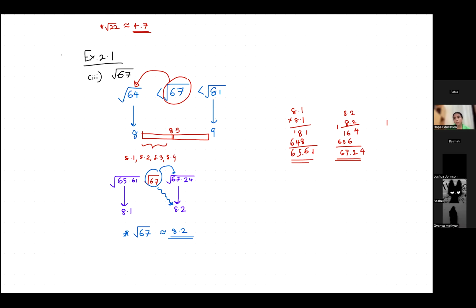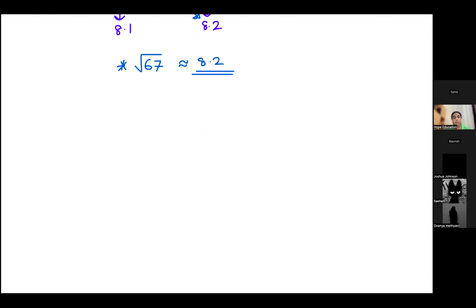We'll try just one more, and then we will move on to the division method. In the same exercise 2.1, try the fourth one. The fourth Roman number is 115. Square root of 115. Let's quickly do that.